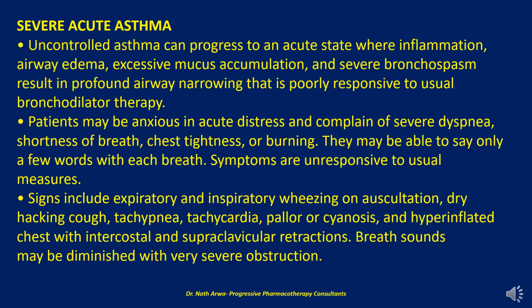Next we will discuss severe acute asthma. 1. Uncontrolled asthma can progress to an acute state where inflammation, airway edema, excessive mucus accumulation, and severe bronchospasm result in profound airway narrowing that is poorly responsive to usual bronchodilator therapy. 2. Patients may be anxious, in acute distress, and complain of severe dyspnea, shortness of breath, chest tightness, or burning. They may be able to say only a few words with each breath. Symptoms are unresponsive to usual measures.